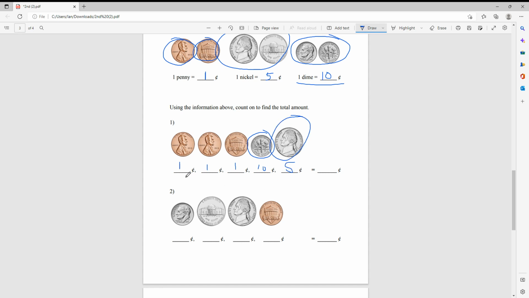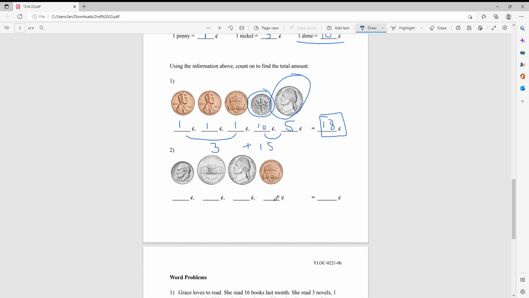So instead of adding these all up at once, let's just separate them. So 1 plus 1 plus 1 equals 3. 10 plus 5 equals 15, and 3 plus 15 equals 18. So our answer is 18 cents.